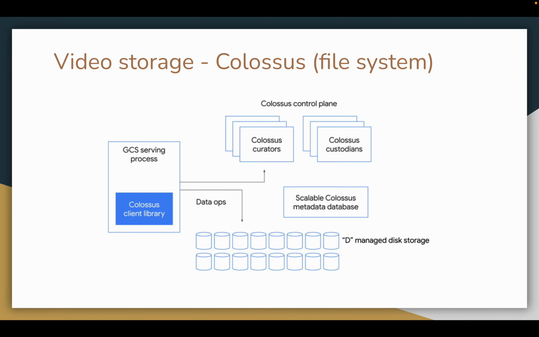The client library then talks directly with the curators for control operations, such as file creation or retrieval. Depending on the operations, the curators may store and modify the file metadata, such as file name, size, creation date, in the metadata database. Once granted permissions, the client library performs those operations on the D file servers, which results in the new file being created or retrieved.